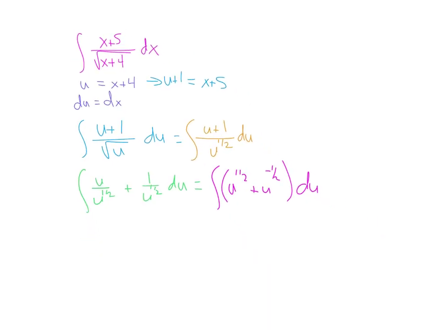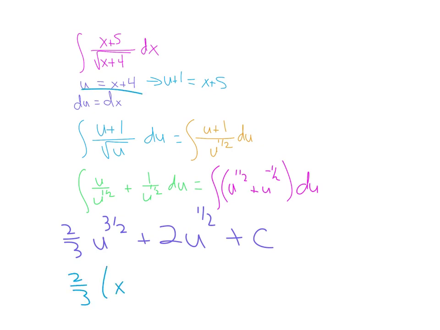And now, whose derivative is u to the 1/2? Why, that's u to the 3/2, with a 2/3 in front. Whose derivative is u to the negative 1/2? That's u to the 1/2, with a 2 in front. And don't forget plus c. And then we have to go back to where we started. So we have 2/3 times x plus 4 to the 3/2. That's a 3, I promise. And then plus 2 times x plus 4 to the 1/2 plus c.